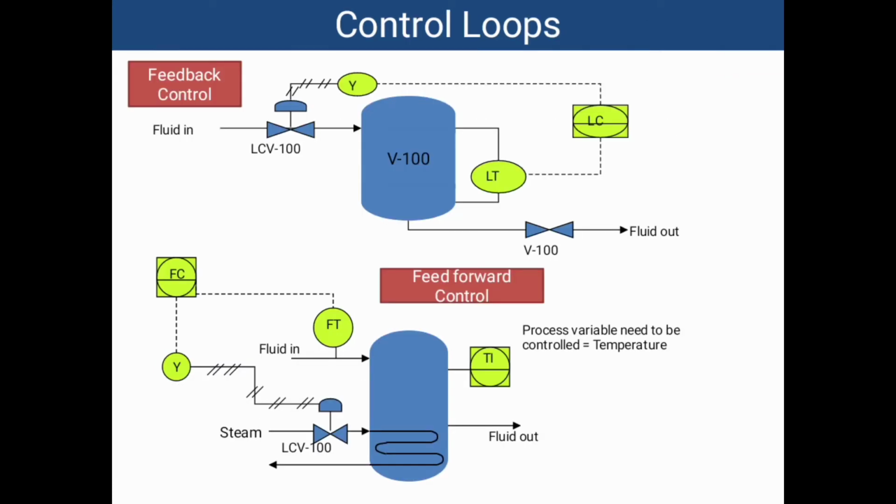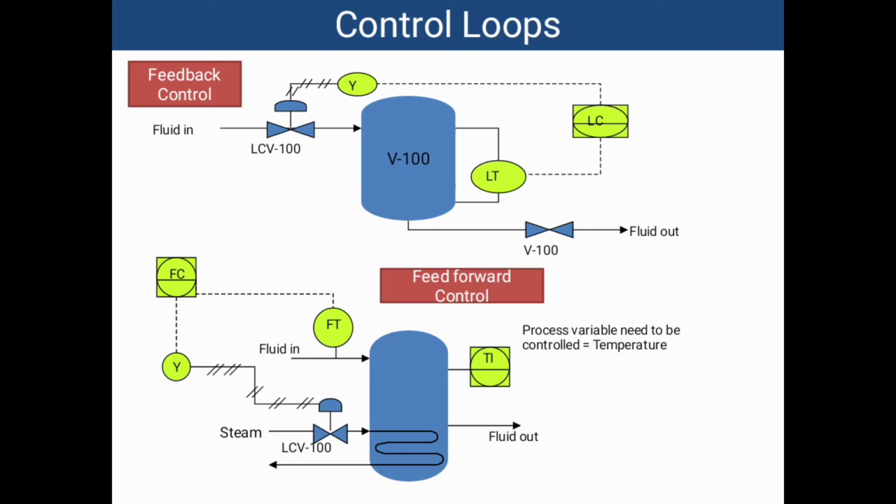Then the control loops will be placed in the P and ID diagram. A P and ID diagram consists of several control loops. When you take a vessel, say vessel 100, one level controller is installed. This is a level control loop. One level transducer is there, a level controller is there, and a level control valve is there. This includes one control loop.